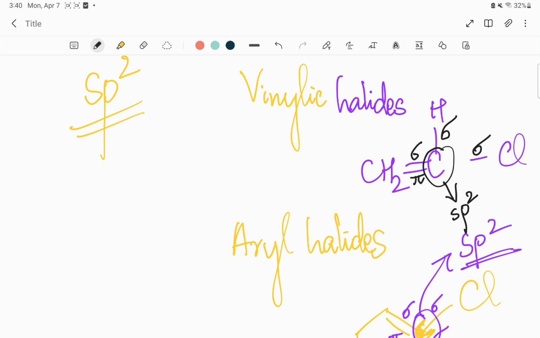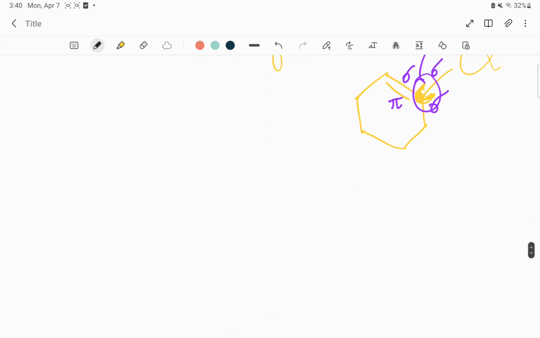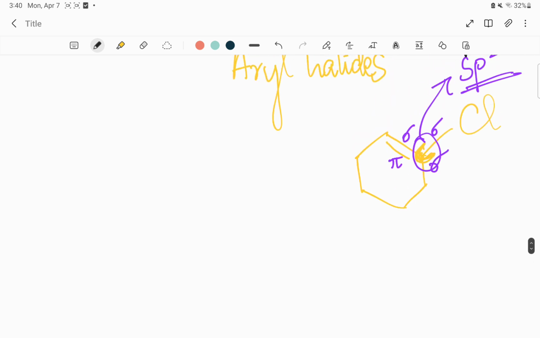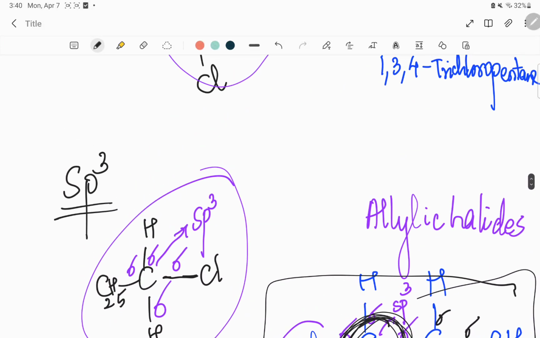So this is an example of a vinylic halide and the name would be chloroethene. So here the carbon is a part of a double bond and it is attached to a halogen, so it is a vinylic halide. So these are the examples of the haloalkanes and haloarenes, and we have studied the classifications.